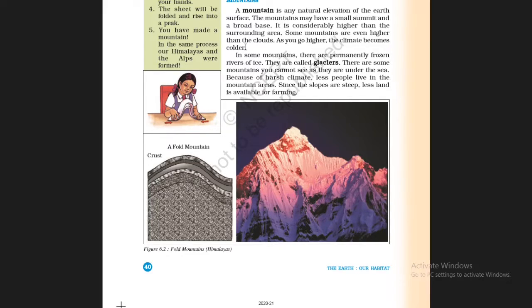Other small mountains, that means hills, you will find surrounding that mountain. Some mountains are even higher than the clouds, clouds which you can see in the sky. Some mountains are there which are higher than clouds. As you go higher, the climate becomes colder. So if you go higher and higher, the climate becomes colder.